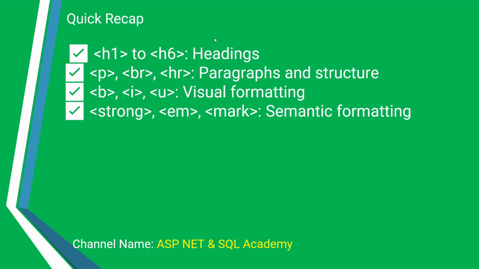To recap, use H1 to H6 for headings, P, BR, and HR for text structure, and formatting tags to help highlight important or styled text. Semantic tags help with accessibility and SEO.